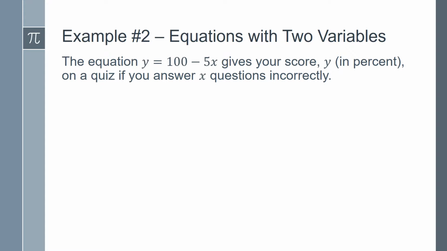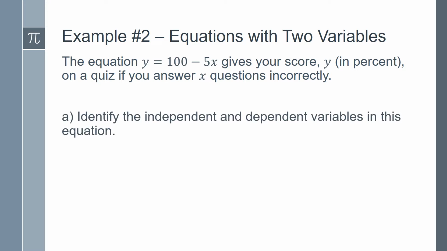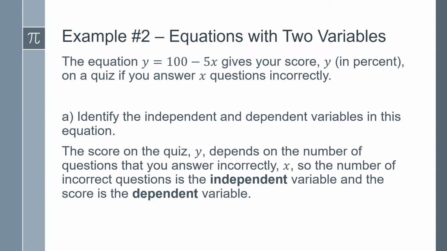For example number 2, we will take a look at the equation y equals 100 minus 5x, which gives your score y on a quiz if you answer x questions incorrectly. For part A, we need to identify the independent and dependent variables in this equation. We know that the score on the quiz, which is y, depends on the number of questions that you answer incorrectly, which is x. So the number of incorrect questions is the independent variable, and the score is the dependent variable.